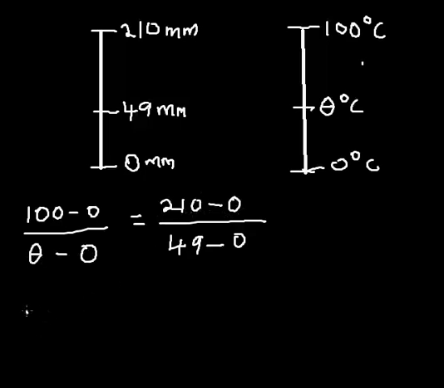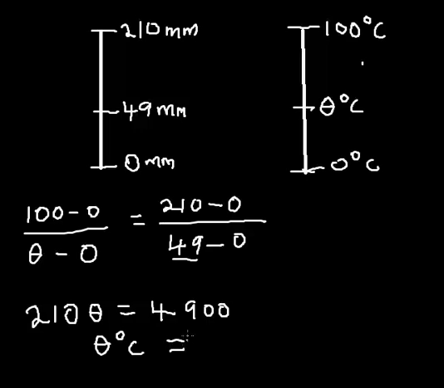So I cross multiply. So I'm having 210 theta, in degrees Celsius. 49 minus 0 is 49, multiplied by 100, I'm going to have 4900. So that's when I can get my theta, the temperature in degrees Celsius that is equivalent to 49 millimeter.